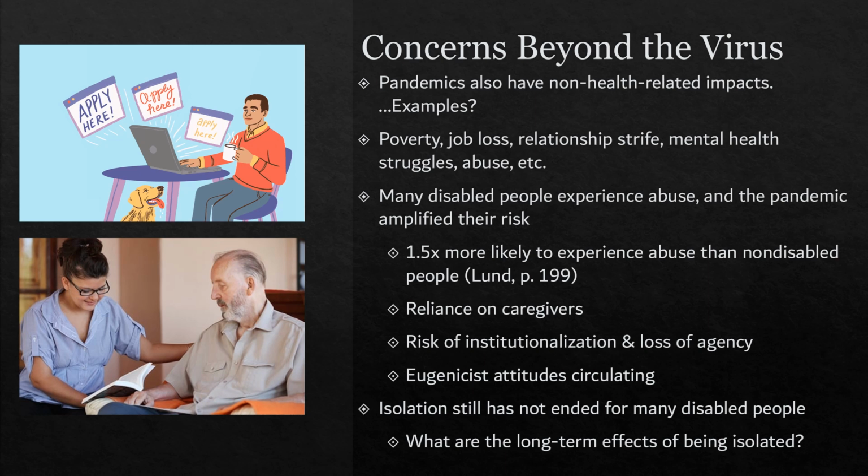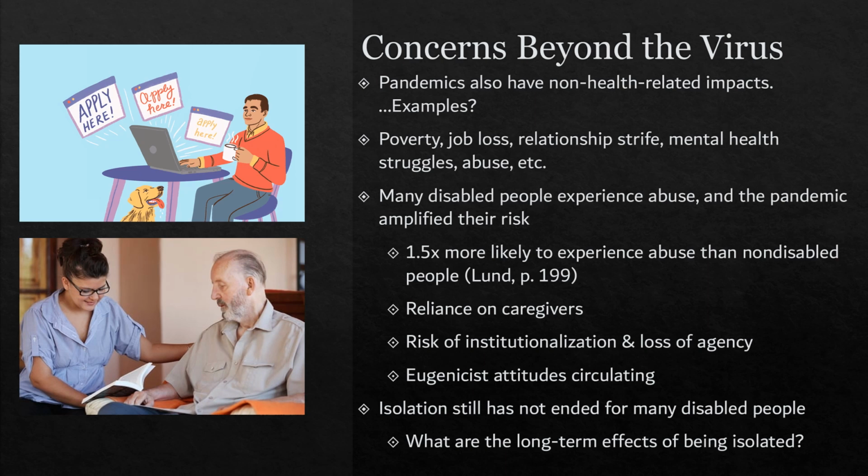And so a lot of individuals have this potential of risking being institutionalized or losing their agency or dealing with a lot of very difficult decisions and situations because of that reliance on caregivers that may or may not be abusive, that may or may not be affordable, that may or may not be reliable during a time like the pandemic. We do know that there's a 1.5 times higher chance that disabled people will experience abuse at the hands of their caregivers compared to non-disabled individuals. And so during quarantine, a lot of disabled people were at this very high risk situation.